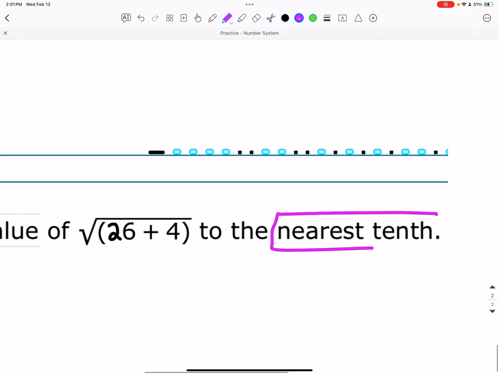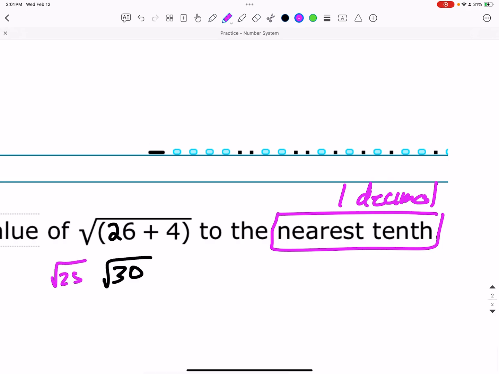I need to know that the nearest tenth means 1 decimal spot. All right, so this is the square root of 26 plus 4 is 30, so this is the square root of 30. I don't know the square root of 30, but I do know 25 is a pink number, and I know 36 is a pink number. So this is somewhere between 5 and 6.